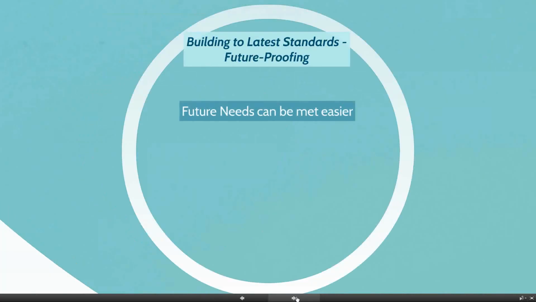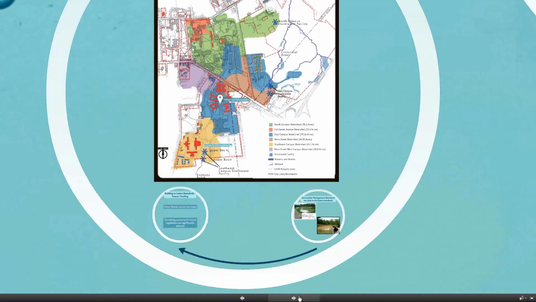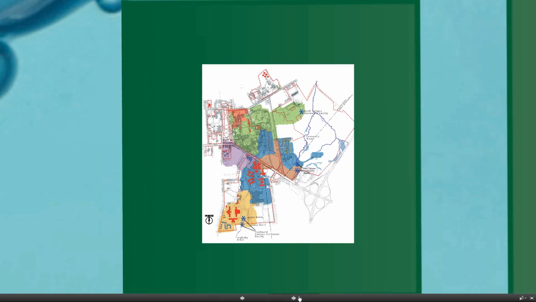The real advantage to this approach is that the needs of the university can be met easier, meaning the university can really lock in, I guess, storage, treatment within a centralized basin and basically do that work up front before the development has actually occurred. And by using this approach, the university can better plan for the future growth allocation.